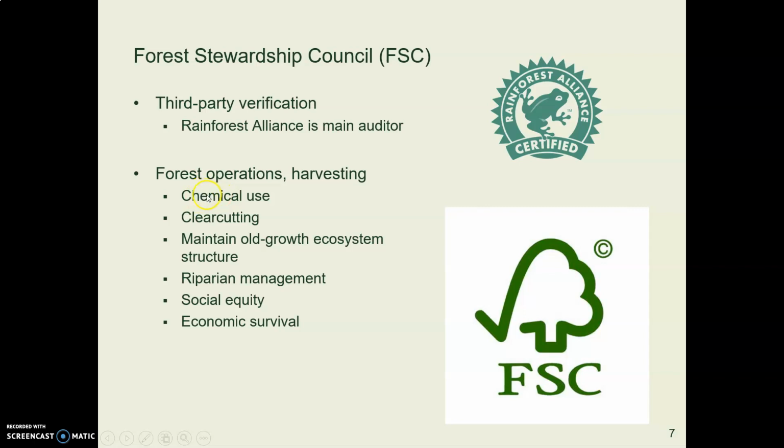It's not that you have to use chemicals, it's that you don't use chemicals, and that you don't do clear cutting, and that you maintain, this is really key, the function of a naturally evolving forest, which is what an old growth forest tends to be, with all the complex niches and interrelationships that a healthy forest has. You have to manage for stream health, that's what riparian means, and look at these last two important pieces: social equity and economic survival. Those must all be addressed in order to be certified.